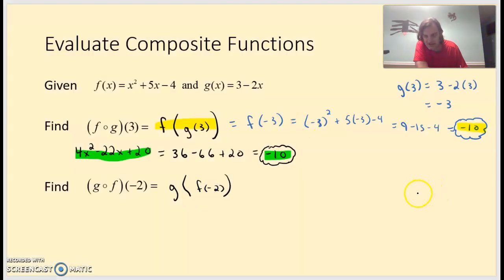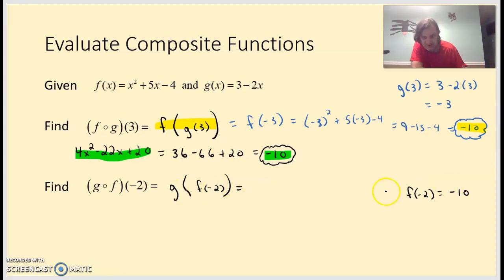Okay, there it is. So I need f of negative 2. In that case, if I come up to f, that means negative 2 will go into the x squared plus 5x minus 4. So that's 4 minus 10 minus 4, so that gives me negative 10 as well, it looks like. But we're not done with it.